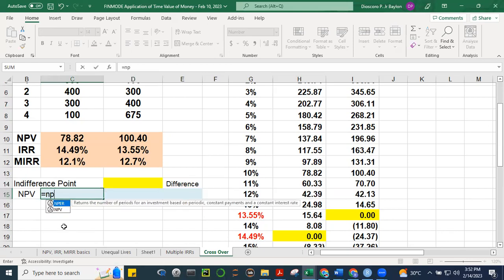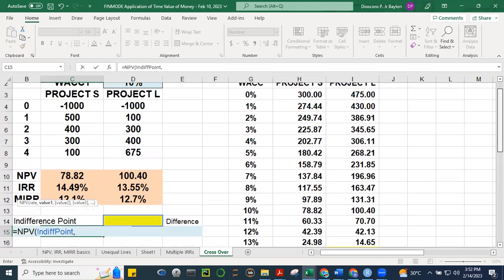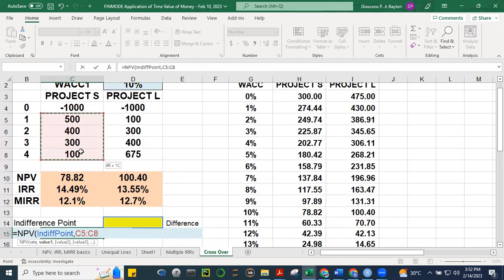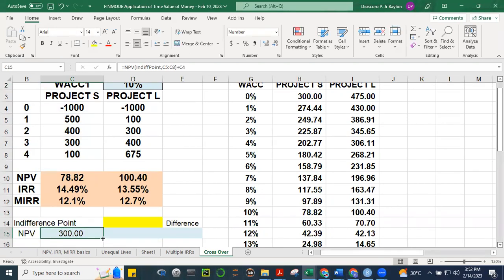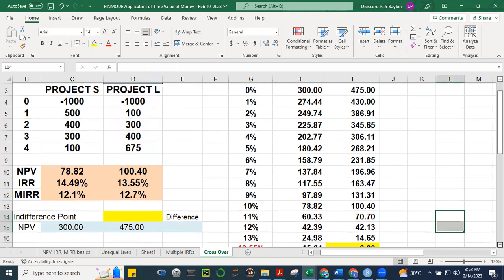So compute natin yung NPV. The rate is this one, yung indifference point na yan. And the values for S is this one, and then plus the initial investment. And then we copy it to the right. This is also the NPV at the indifference point. Tapos, ang cash flow, D5 to D8, plus the initial investment. Okay. Follow so far, class?